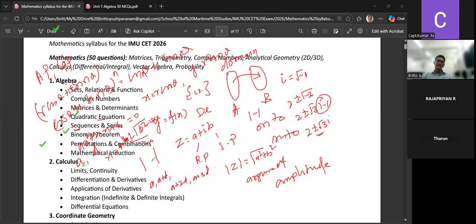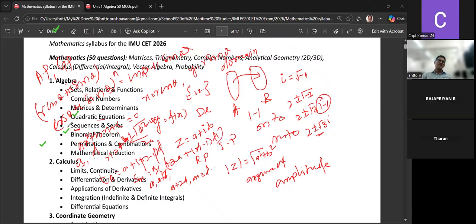The arithmetic progression, we usually write a, comma, a plus d, comma, a plus 2d, comma, a plus 3d, like this. In the arithmetic progression, we have the nth term formula, that is Tn is equal to a plus n minus 1 into d. Then the sum of n terms formula also, Sn is equal to n by 2 into 2a plus n minus 1 into d, right?